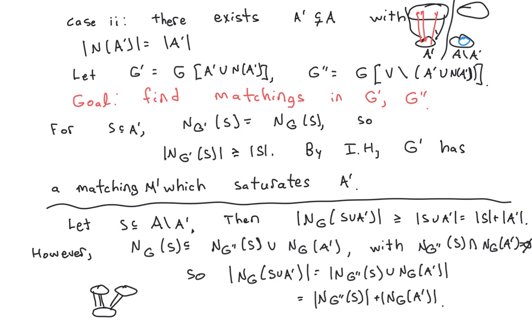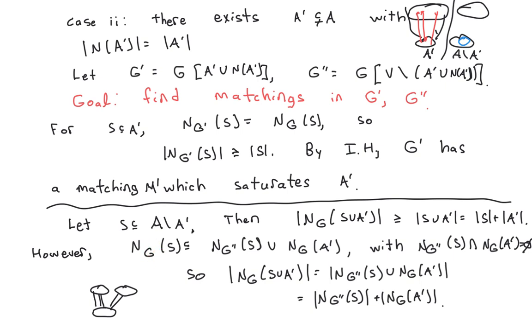So our strategy is to prove a similar equality regarding the neighborhoods. The reason we want to do that is because we already know the size of the neighborhood of A prime in G is equal to the size of A prime, so we'll be able to cancel and get the condition we wanted. So let's prove that.